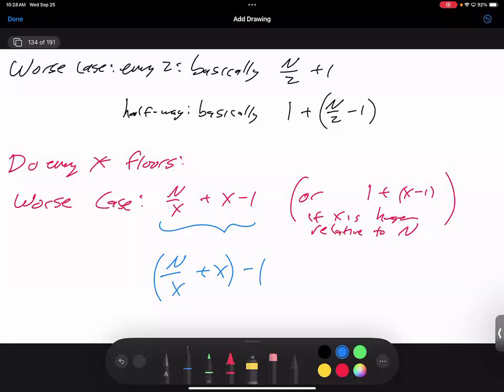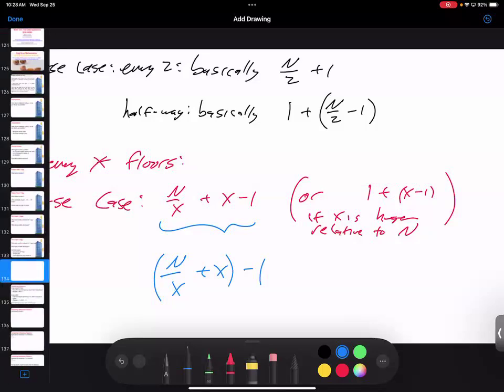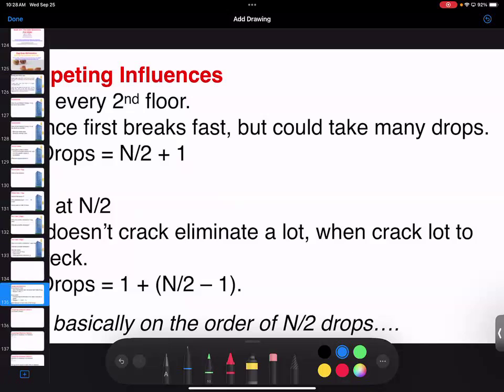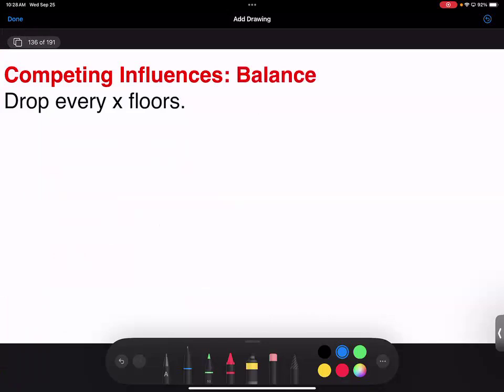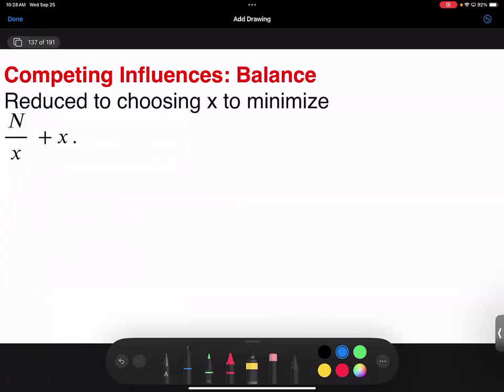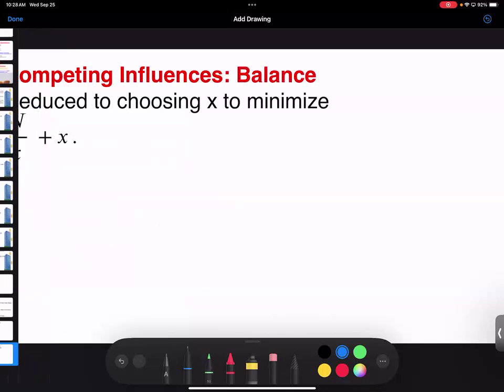So we have two competing influences. We want to make n over x small, but the smaller we make that, the larger we make x. We want to make x small, but the smaller we make that, the larger we make n over x. Okay. Then the next slide is basically just writing down formally what we did. We have the competing influences of dropping every x floors, which we've talked about. And then we have this function n over x plus x that we want to try to minimize. I'm not really worrying about the -1 because that's fixed.